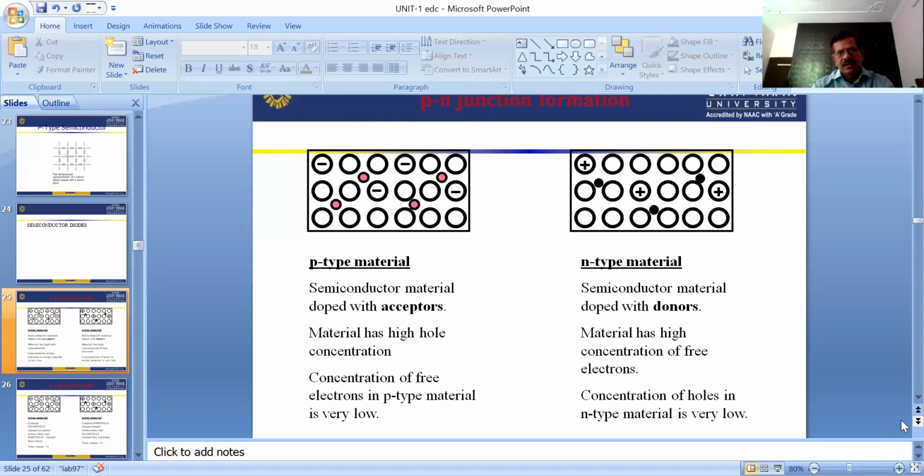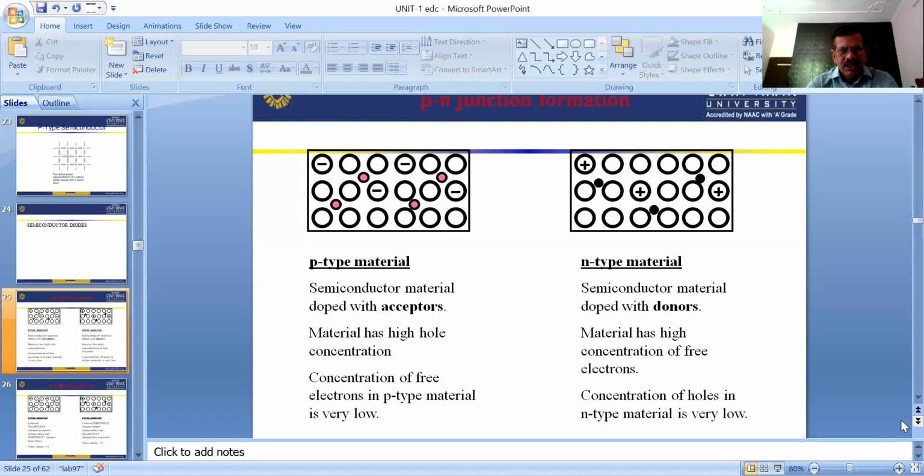The basic application of the p-n junction diode is rectification. What is rectification? Rectification means converting an AC signal into a DC signal. So the main function of a p-n junction diode, or simple diode, is rectification.